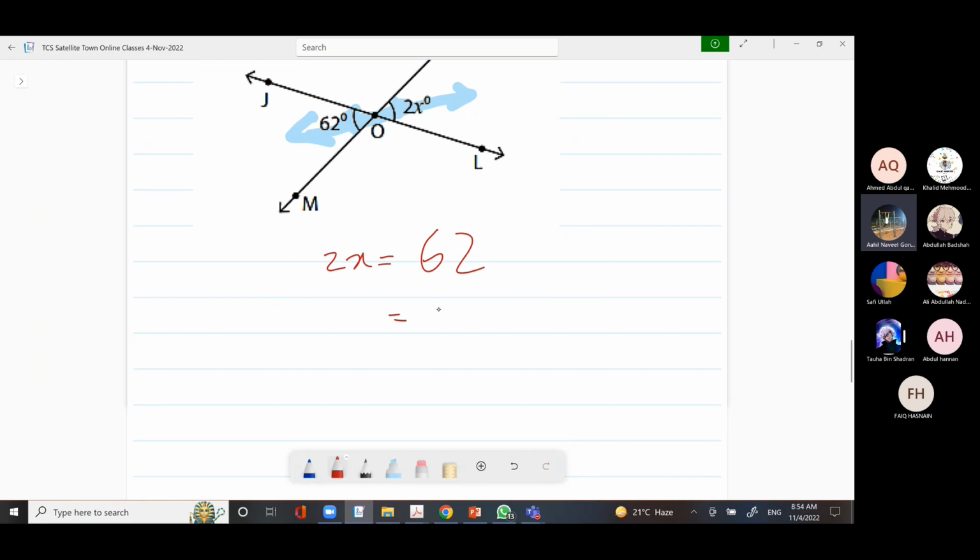Half of 2x is 1x, and half of 62 is 31. So that's why we can say that x is equal to 31. Yes? Okay, so that is your answer.